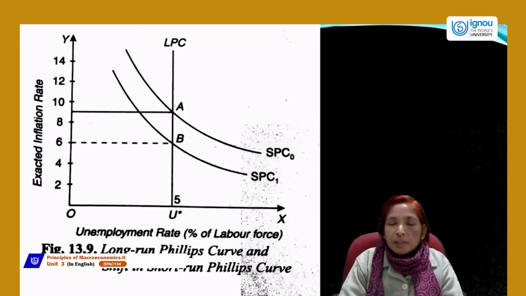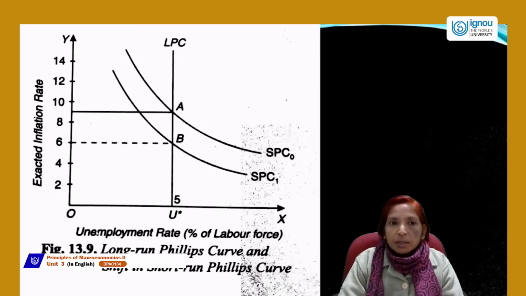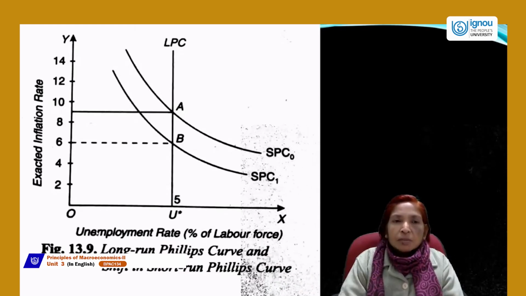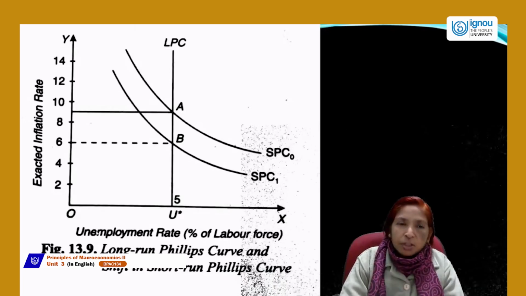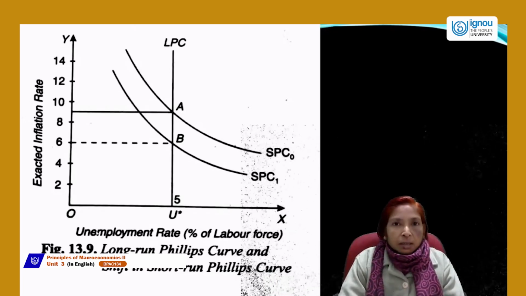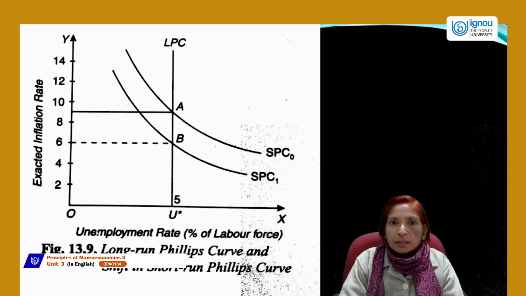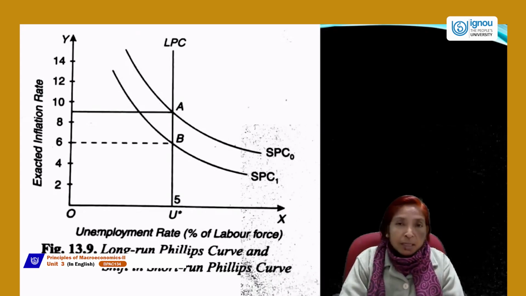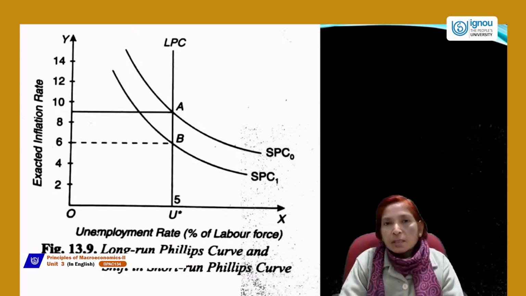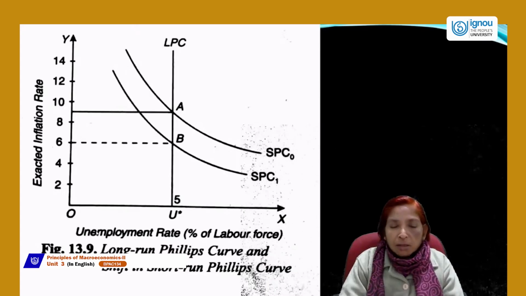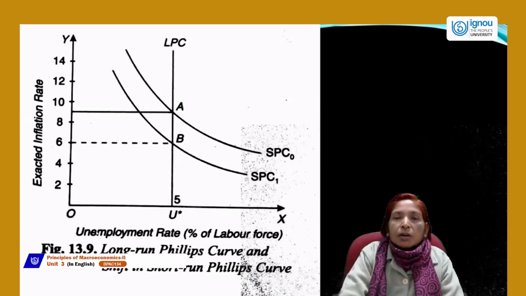So in the long run Phillips curve, LPC means long run Phillips curve. This long run Phillips curve will always be vertical, or parallel to the y-axis, which shows that the unemployment rate is fixed. If we assume that there is full employment, which may exist in the long run, not in the short run, and if inflation increases or decreases, this long run Phillips curve will not change. The unemployment rate will not change.